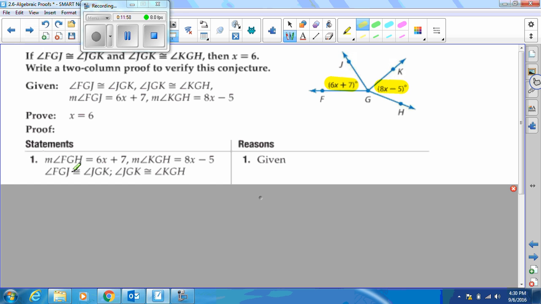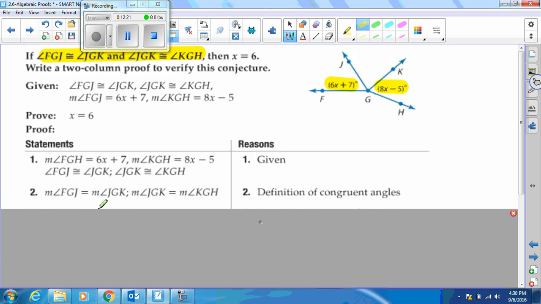So you always start with your given, and your given is what's either written for you, which is these two things up here that are written, but it's also whatever is given to you in your picture. So they've given us those measures, so we also write that. And you just write all of your givens in the one statement, and then you write given.